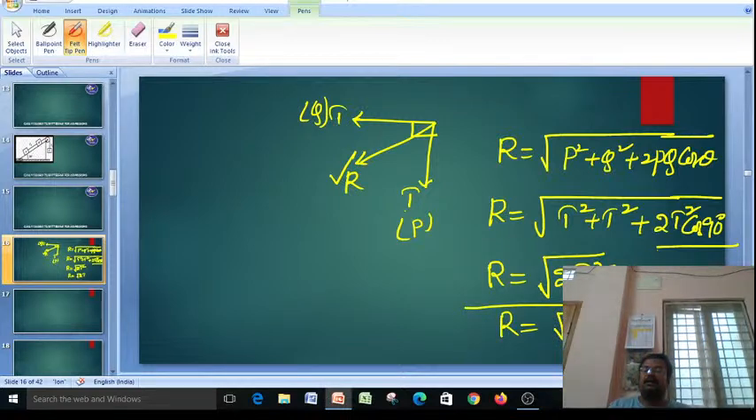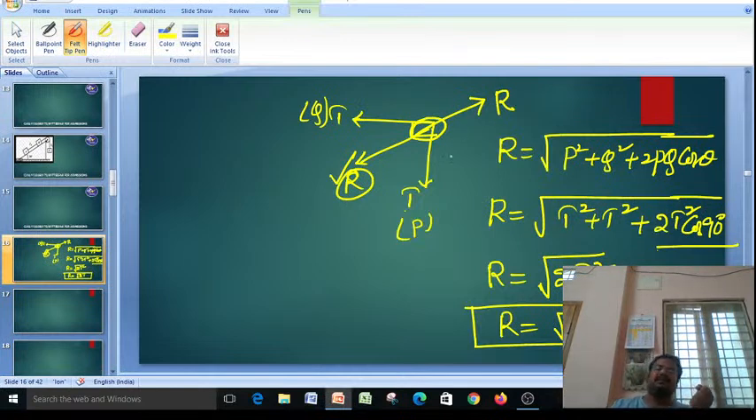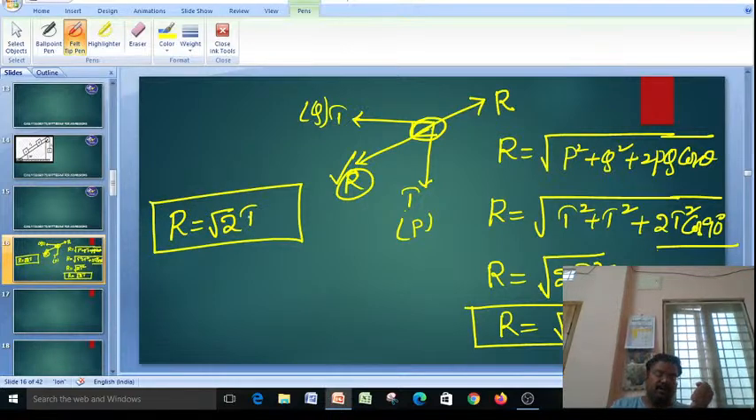This is the resultant force acting in this direction. Because the pulley stays in the rest position, the reaction force acts in that direction. So the resultant is equal to the reaction force in the pulley. Both are balancing each other. That's why R is equal to root 2 into tension T. I hope you understood, Vivek.